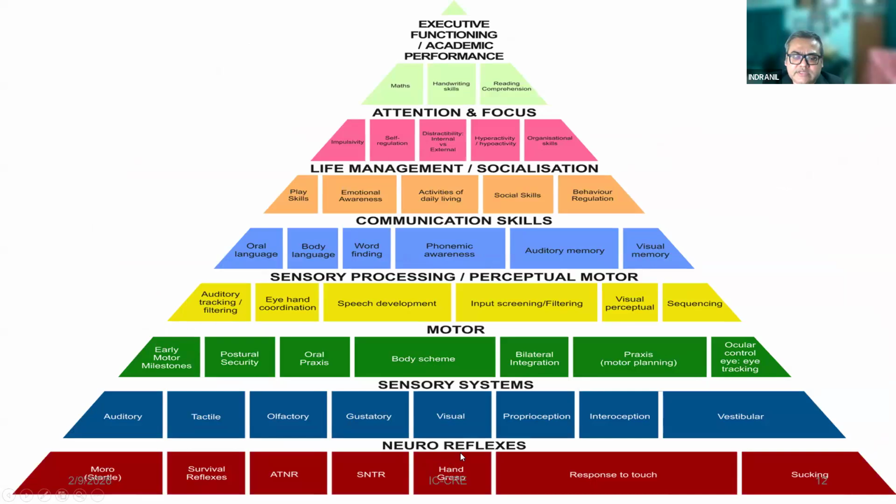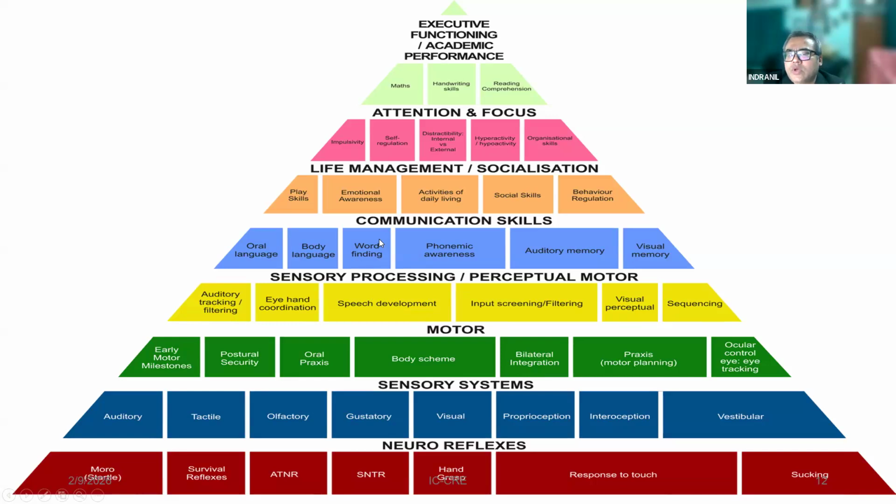So starting with the neuroreflexes like Moro's and other reflexes, it comes to the sensory system. After the reflexive level, we develop different senses: auditory, tactile, olfactory, everything. Then when we master the sensory systems, gradually we start understanding motor behavior with reference to some body schema. We know the oral praxis, the postural security, bilateral integration, etc. And then it comes to sensory processing or perceptual motor functions like auditory tracking, filtering, eye-hand coordination. Then speech development is a very important part in this particular stage. Visual perceptions, input screening, and sequencing.